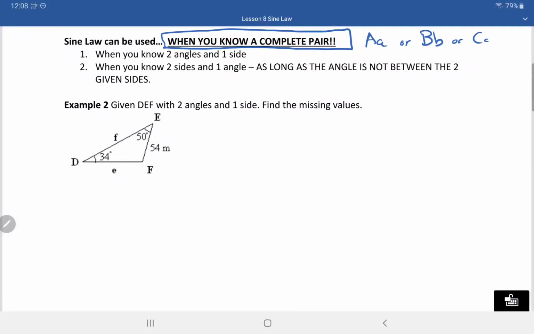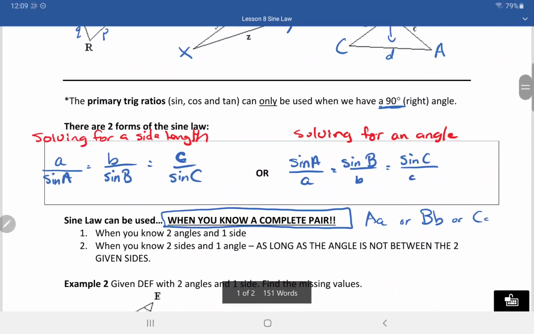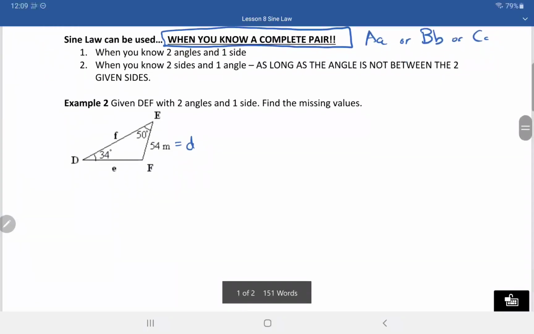So let's look at this first example. We know lowercase d is 54 because it's across from 34. So we actually have a complete pair. We know both capital D and lowercase d, and we know capital E, and that's going to help us solve for lowercase e. Now the formula is in terms of A, B, and C, but it doesn't really matter what letters you use as long as they pair up. So we can use D, E, and F, and it's going to work just the same.